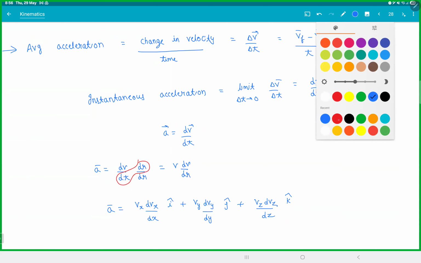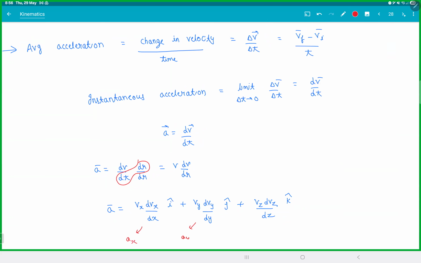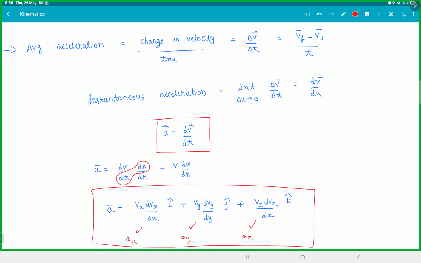Each component gives you acceleration in ax, ay, and az. This is the acceleration in the x direction, this is the acceleration in y direction, this is the acceleration in z direction. That would be a proper form of writing acceleration in terms of v dv by dr. So we have two forms for acceleration: dv by dt, use it if time is given, use v dv by dr if position is given. And your average acceleration is v final minus v initial by time.